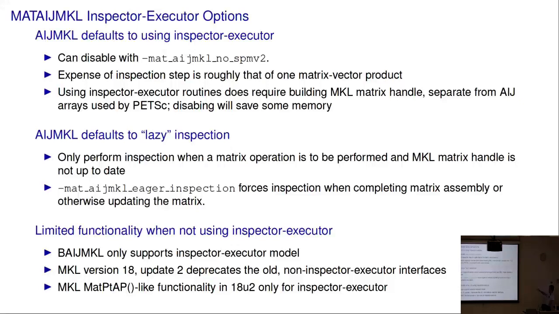As for when I do the inspection, AIJ MKL defaults to doing lazy inspection. So it only performs this inspection phase when it knows that I'm going to do something like a matrix vector operation and my matrix handle either doesn't exist yet or has become stale. And we track the PETSc object state to know when we need to update that. If you want to force this inspection, like at the end of matrix assembly, there's an option for doing that. And again, please upgrade if you're using a really old version, because there's limited functionality when you're not using the inspector executor model.